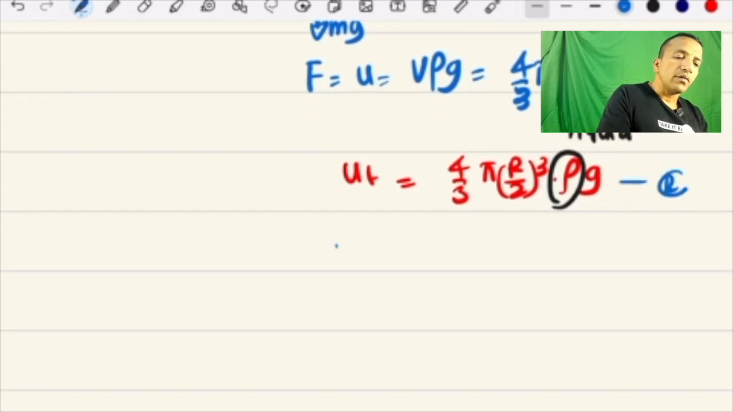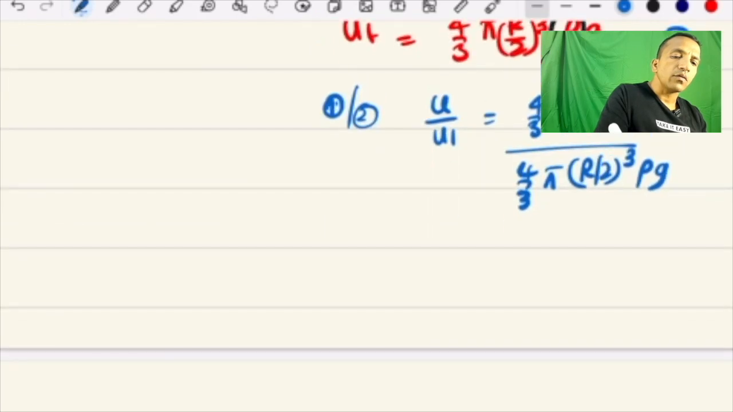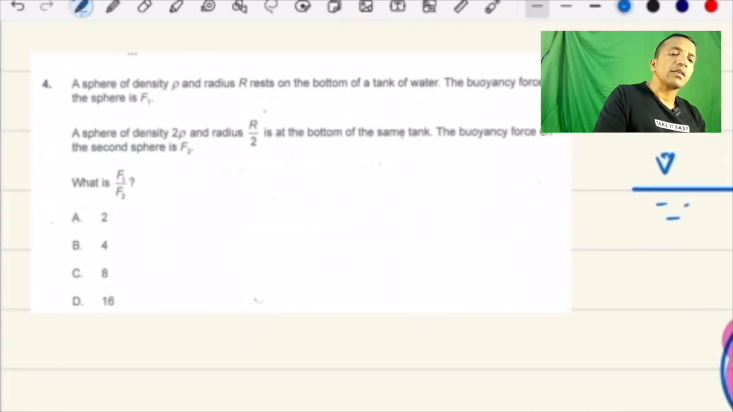So if I divide equation 1 over equation 2, U1 over U2, we get 4 over 3 pi r cubed rho g divided by 4 over 3 pi (r over 2) to the power of 3 rho g. If you check these carefully, these parts will get cancelled. This one cancels, this one cancels, this one cancels, right? So it is r to the power of 3 divided by r to the power of 3 over 8. So 8 goes up. The answer is definitely C, right?